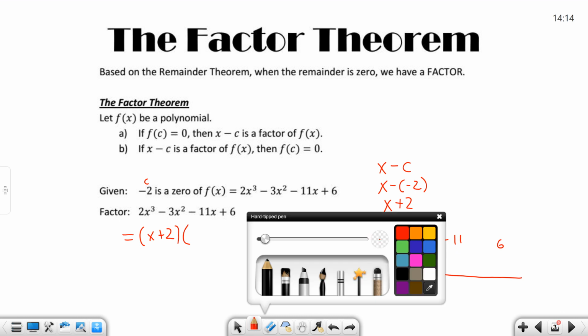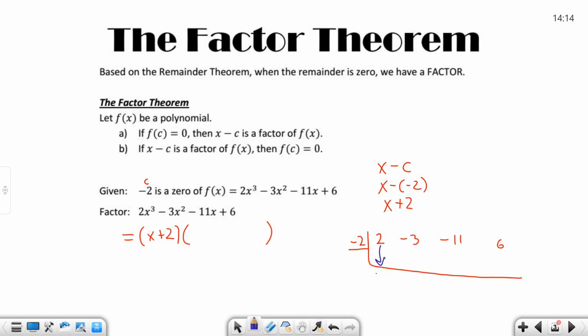The first thing I do in synthetic division is drop down my first number into the basement. Then I say negative 2 times 2 and write it here, and that's negative 4. Then I add. Add means don't change the sign. So when I add negative 3 and negative 4, you're adding, not subtracting. I have 2 negative signs, and when I combine them, I add them and keep it negative. 3 plus 4 is 7, and keep it negative.